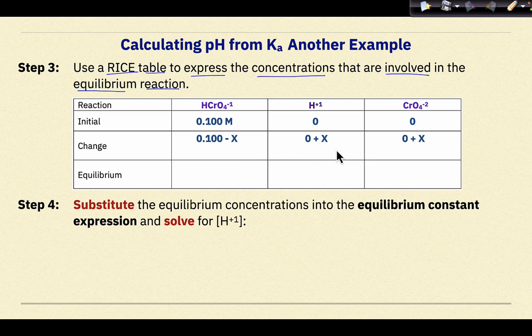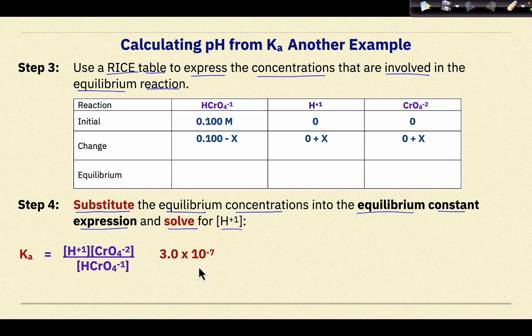Then we will substitute the equilibrium concentrations into the equilibrium constant expression and solve for the hydrogen ion concentration. We will substitute in our Ka value, which is 3.0 times 10 to the negative 7, equal to x squared divided by 0.100, because we're going to assume that x is small and we can disregard that. We will rearrange this expression to solve for x squared. So x squared is equal to 3.0 times 10 to the negative 8 when we multiply these two values together.